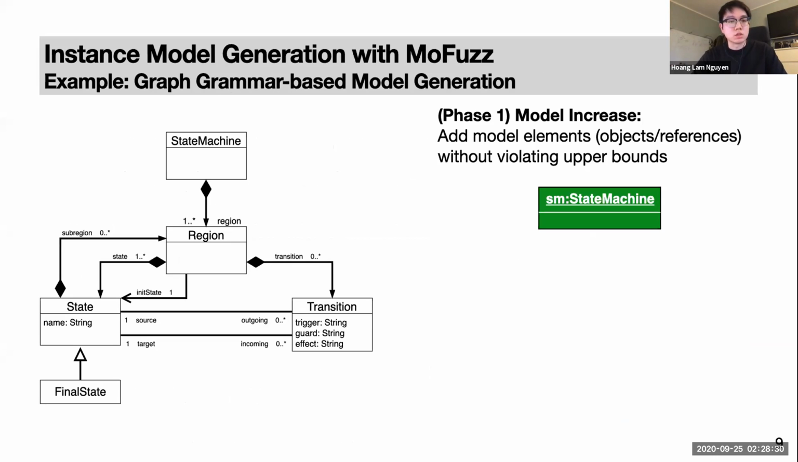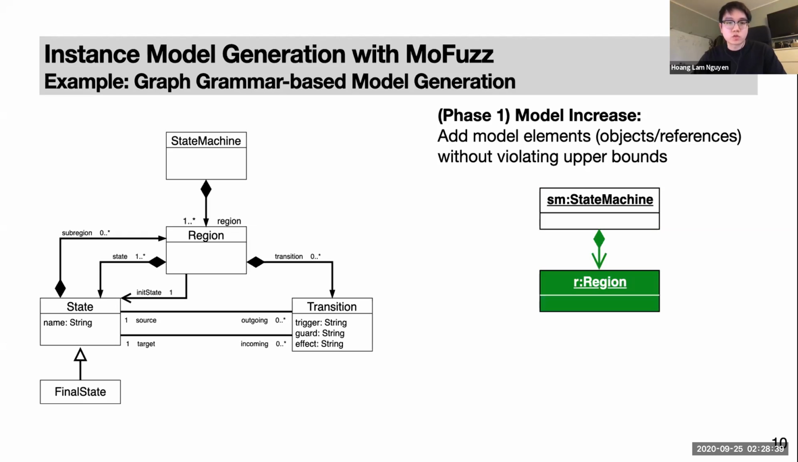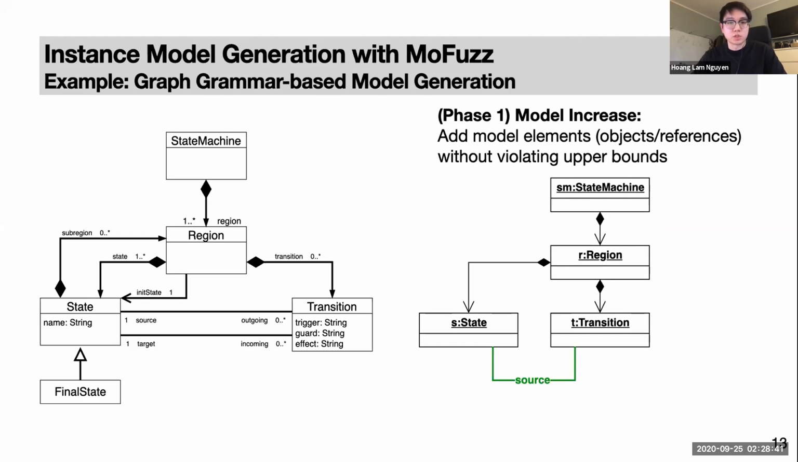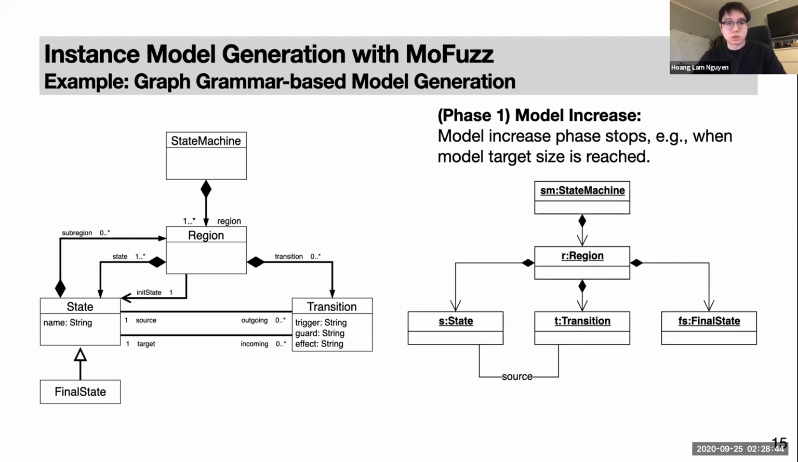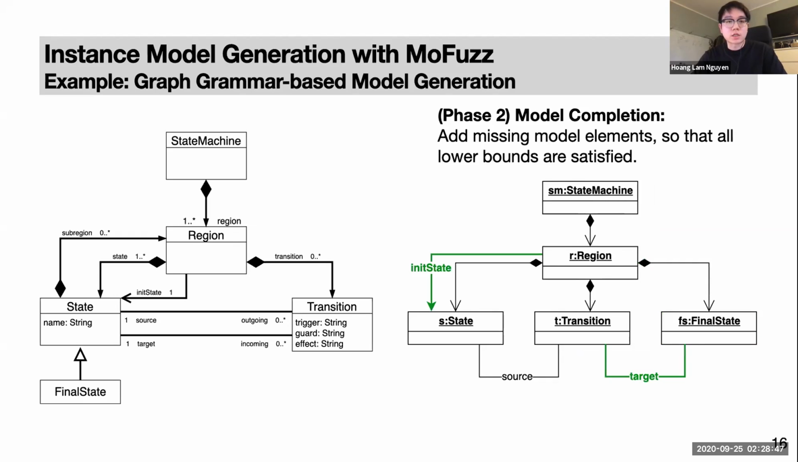So what happens in the model increase phase is that we add model elements, that is objects or references, to the model through graph transformations until a predefined criterion is met. For instance, if we have reached a target model size. In the second phase, we add the missing references and objects so that the model is completed to a valid EMF model. So in this example, we had to add a reference to a target state, as well as a reference to an initial state, which were initially missing in the partial model from the first phase.